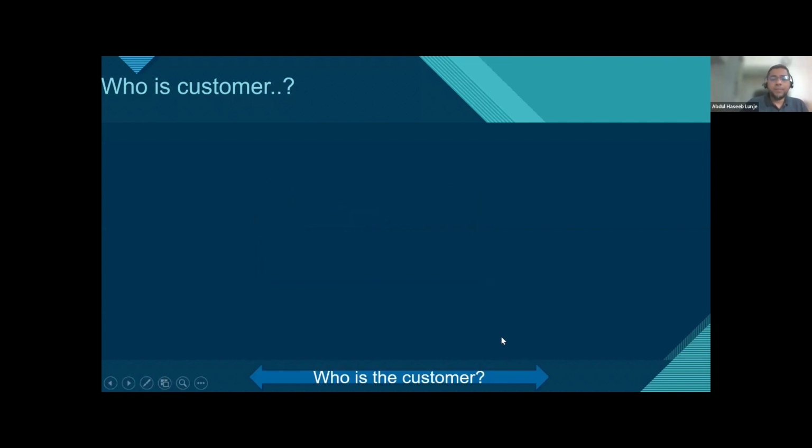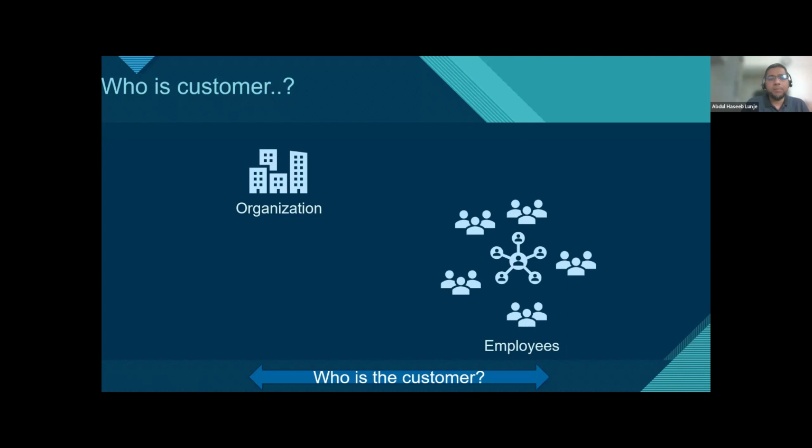Because there is another example: an organization purchasing Microsoft Teams. There are so many software tools they are purchasing, and those are being used by the employees. Whenever we have certain problems, we always communicate that to the organization. No doubt we influence them.